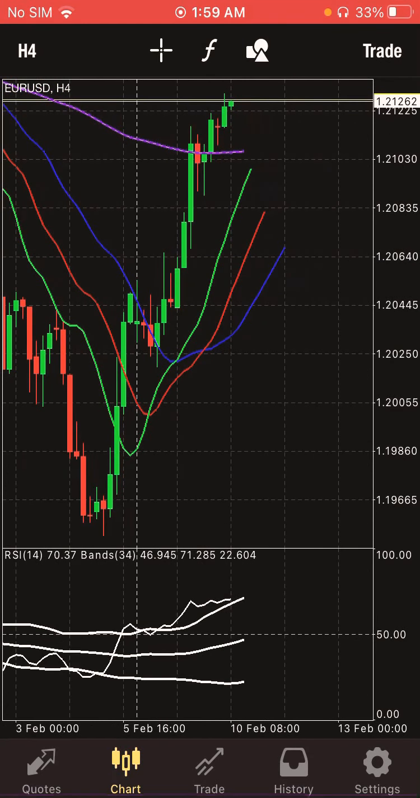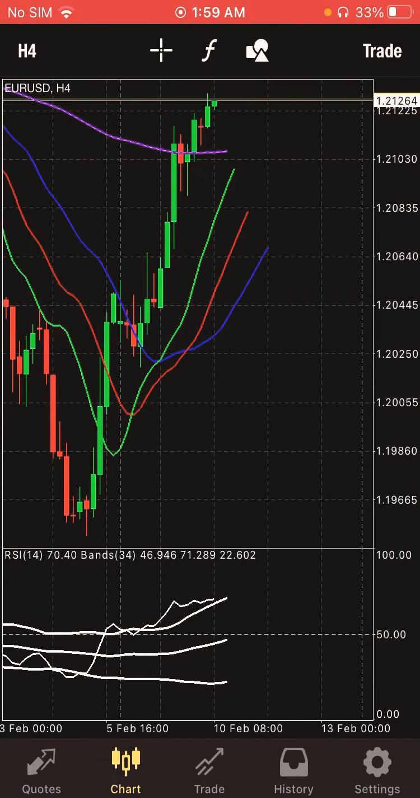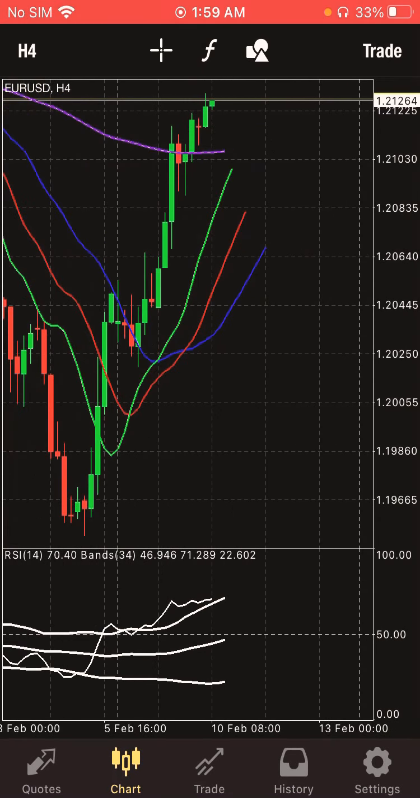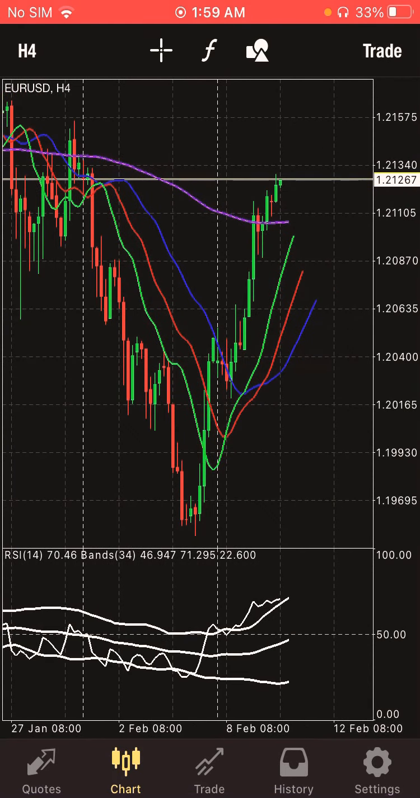So same thing with the uptrend. Everything's crossing. Candles are above all three lines. Our lines are far apart. We know that we're going to start going up, right? So this method is pretty straightforward, right?